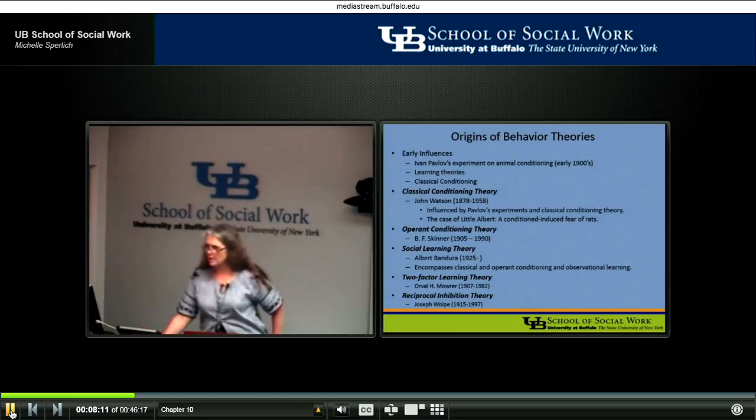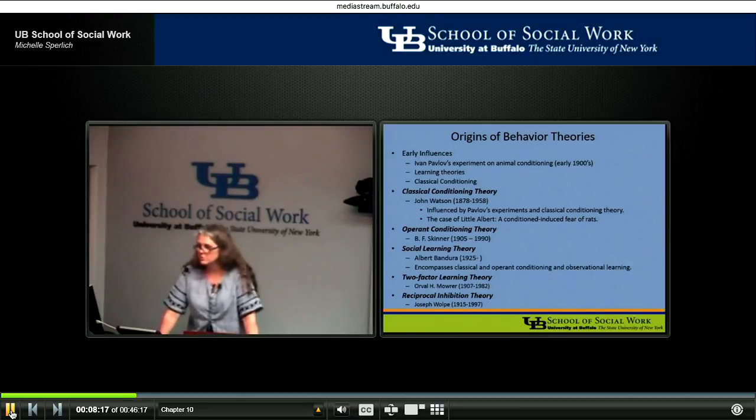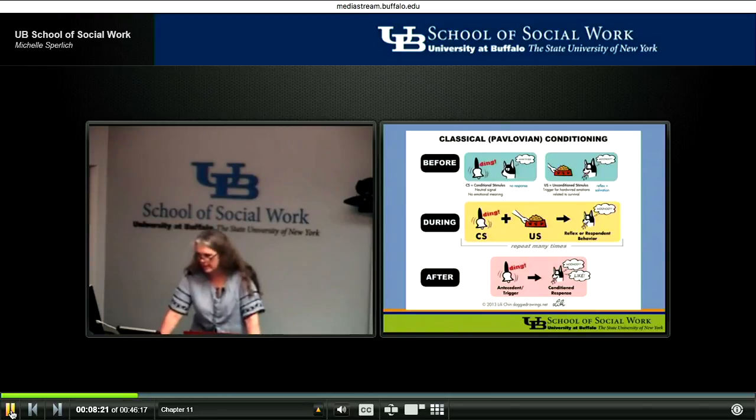B.F. Skinner took off on this with his operant conditioning theory. Albert Bandura took off from that with social learning theory, which encompasses classical and operant conditioning and observational learning. Then you've got Mowrer, who brought us the two-factor learning theory, and Wolpe, who brought us the reciprocal inhibition theory. So there is quite a lineage there.